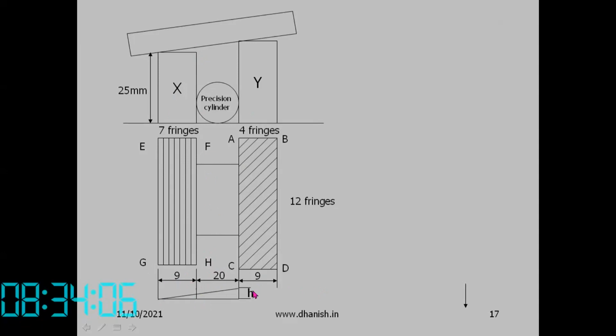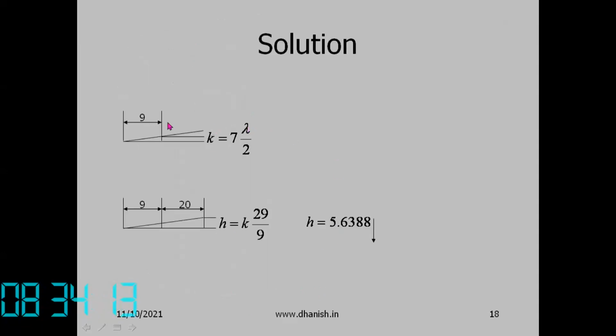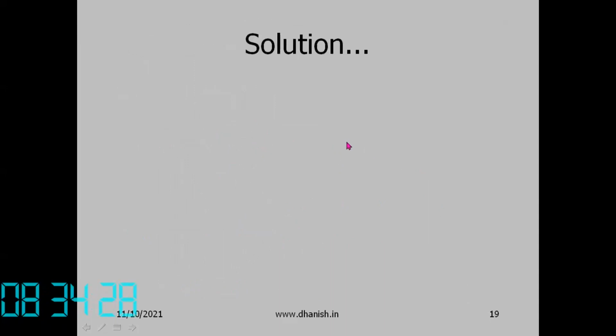Then from this triangle we can get this distance at 29. So at 9 mm, it is 7 lambda by 2. Then from similar triangles, the height here will be k into 29 by 9. So h equal to 5.6388 microns, I think. So height of A above X is 5.63 because it makes contact at A.